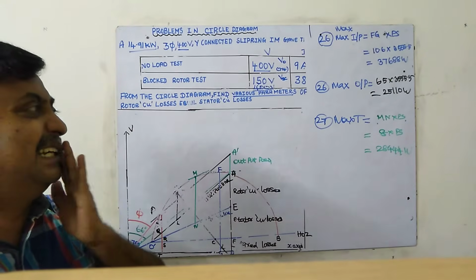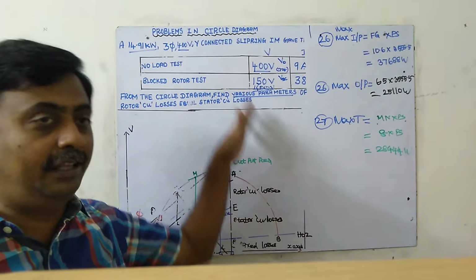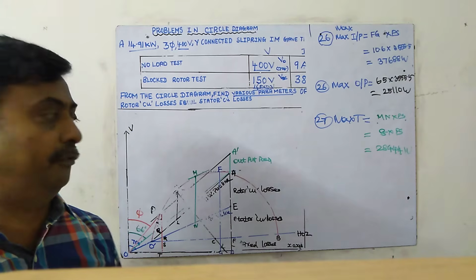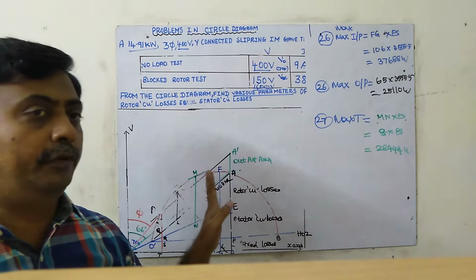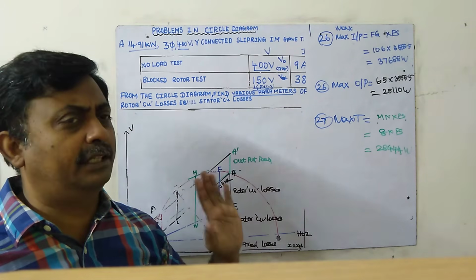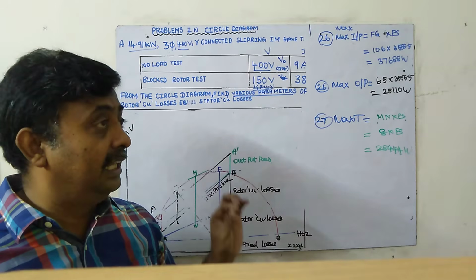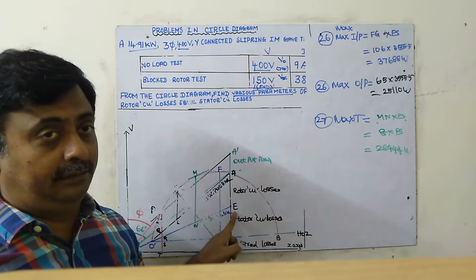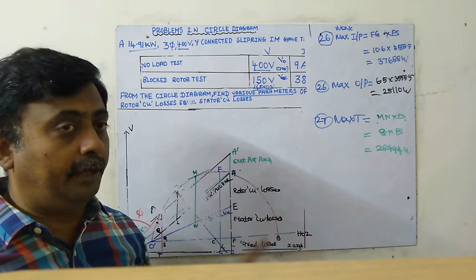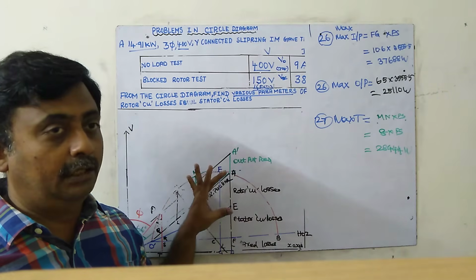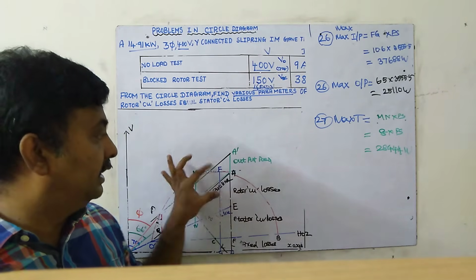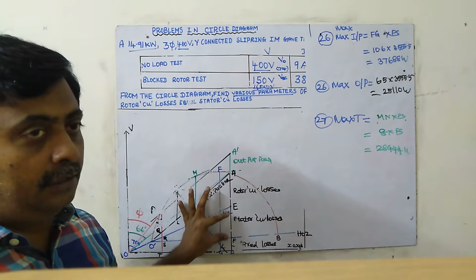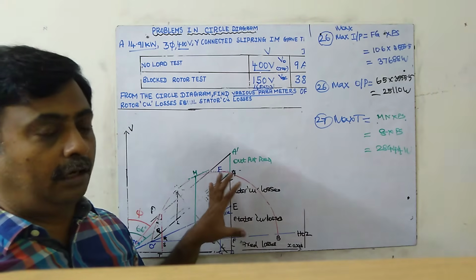But here we found all the maximum parameters. They won't ask all the quantities; any 4 quantities they will ask. Only one thing is that finding the point E is very, very important. Either it will be R2 dash divided by R1. Sometimes they will give both equal at standstill. Sometimes this will be 2 times, this will be 1 times. So at that time you have to calculate accordingly.